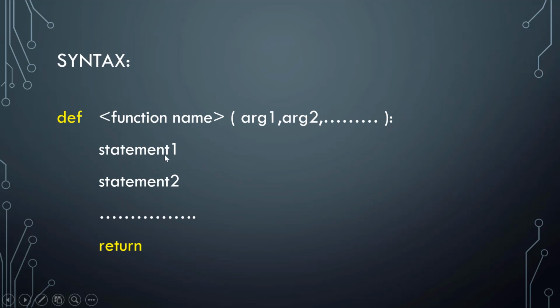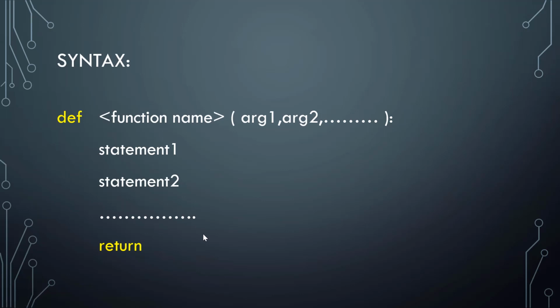And you write a number of statements. Statement 1, 2, 3, n statements you can write. Finally, we write the return statement. Here I wrote return, that's all. I am not returning any value. Sometimes if you want to return a value, after return give a space and then you can specify which value you want to return from a function.